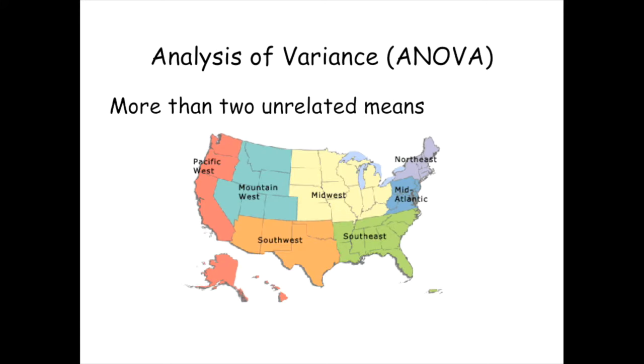The cost of treatment by geographic region is an example of analysis of variance, or ANOVA. ANOVA is used when comparing means from more than 2 independent groups. The next 2 videos will explore t-tests and analysis of variance in more detail.